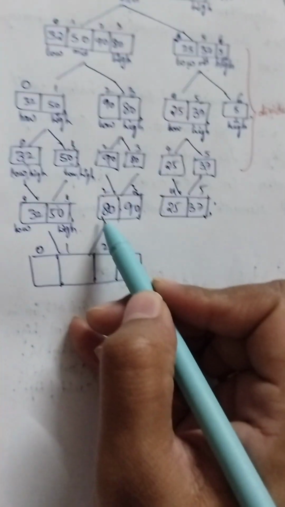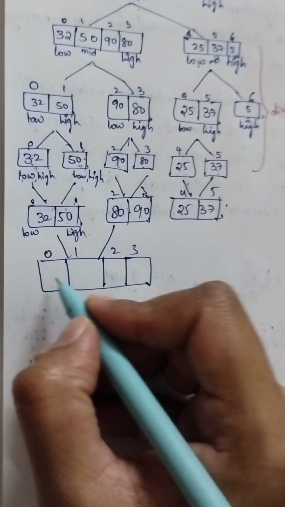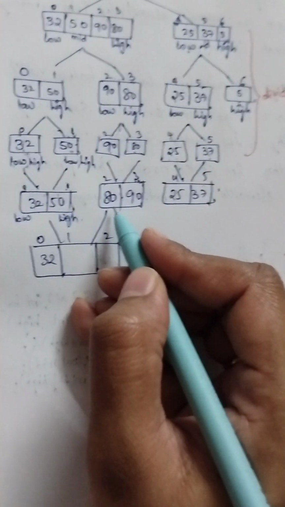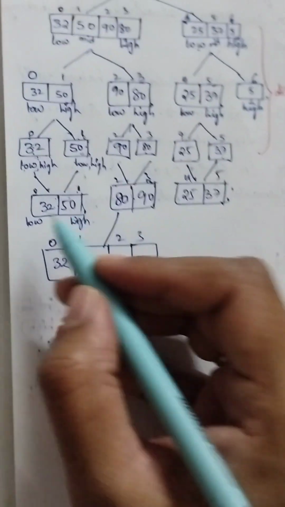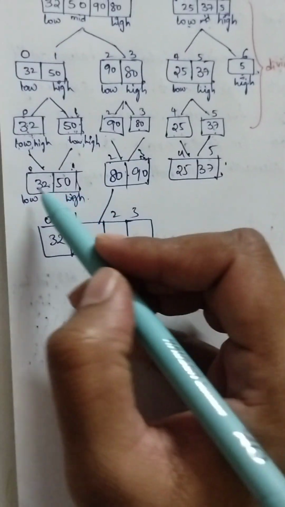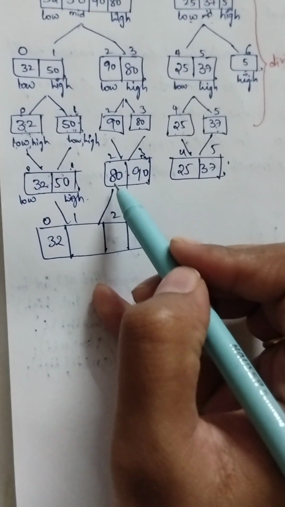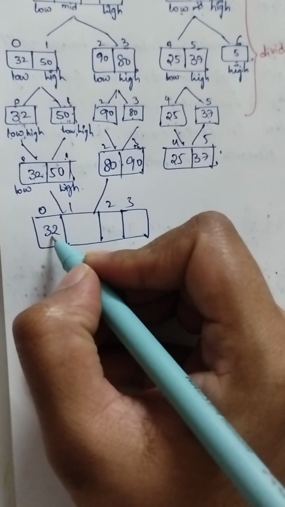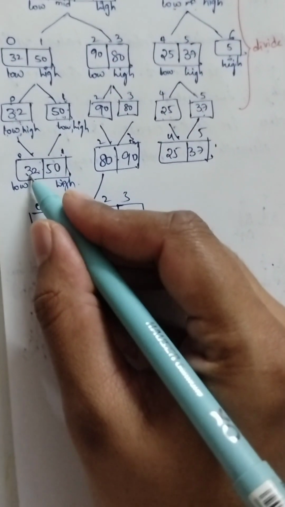32 is going to compare with 80. Which one is smaller? 32 is smaller. Obviously this sub array and this sub array are already in a sorted order, right? So two sorted sub arrays we are going to merge. So now 32 is comparing with 80. 32 is smaller than 80, so 32 we are going to insert here, right? And now 32 is done.